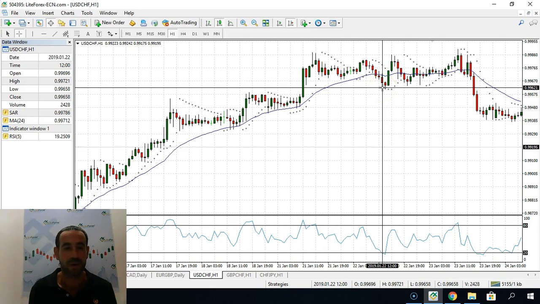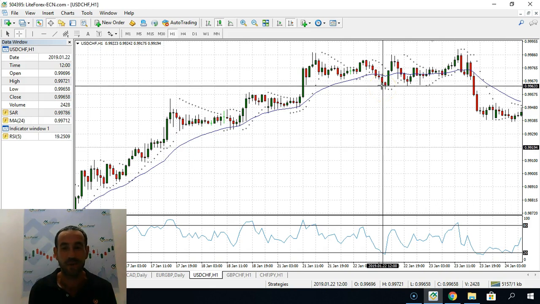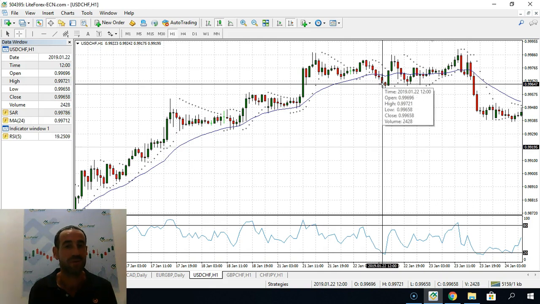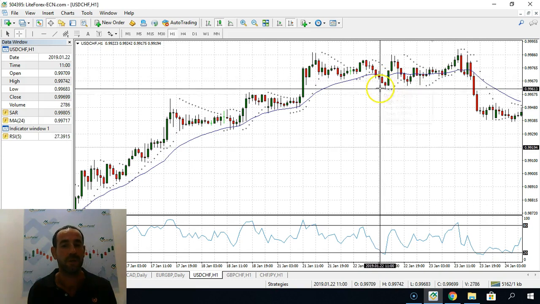Take a look at the next bar. That's at 19. So boom, we're out. No questions asked. Simple as that, right? We had a small profit here.